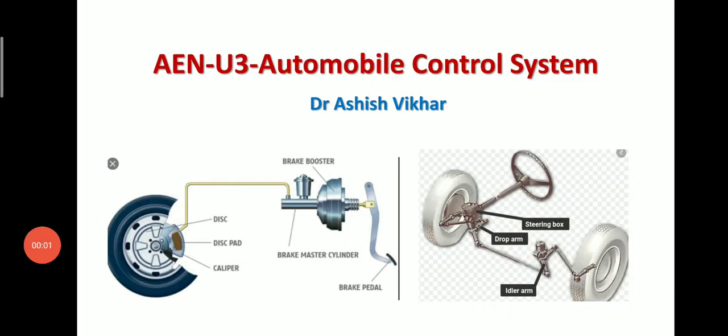Hello students, in this lecture of automobile engineering we will study about automobile control system. This is unit number 3. We have finished unit number 1 and unit number 2, and on the basis of those units you will have to face the sessional test examination number 1.